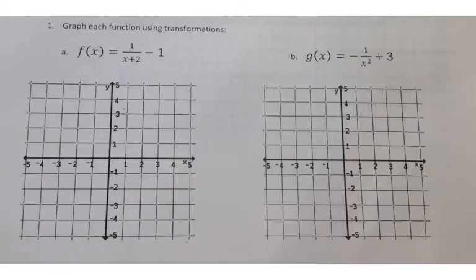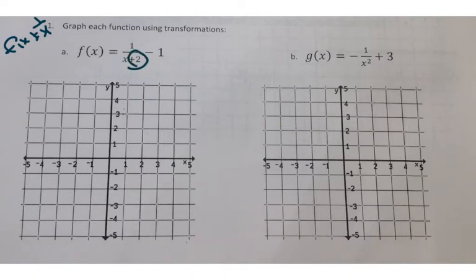Okay. So if we were to take the parent function, which for this one is f of x equals 1 over x, and we're going to transform that. Now, this is going way back to the first stuff that we did this semester, so it's a good review. We're going to look for the horizontal shifts. Then we're going to look for any reflections and horizontal stretches or shrinks, and then we're going to look for any vertical shifts. So first we have right here x plus 2.